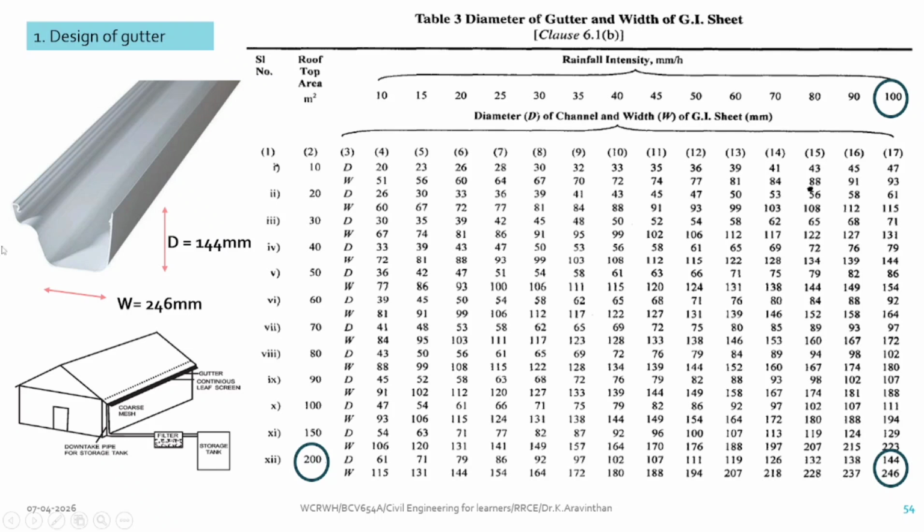This width and this depth is essential for this place. According to the rainfall, it is going to change. Here you can see if the roof is very small, 10 square meter of area, 47 is the diameter and 93 is the width. If the area is higher, the gutter also should increase in order to have the capacity. For this reason, we are taking the rainfall per hour.